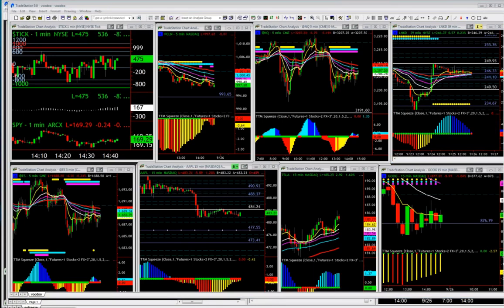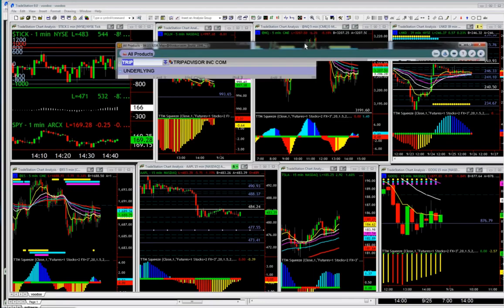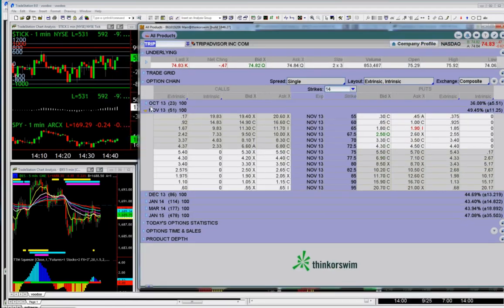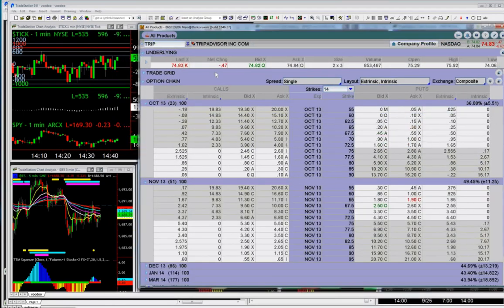Let's see, TRIP. Okay, so TRIP does have options. Now, oh, that's right, it doesn't have weekly options. I knew there was something I was trying to remember about it. So it only has monthly options, but I like the setup, and that's okay.